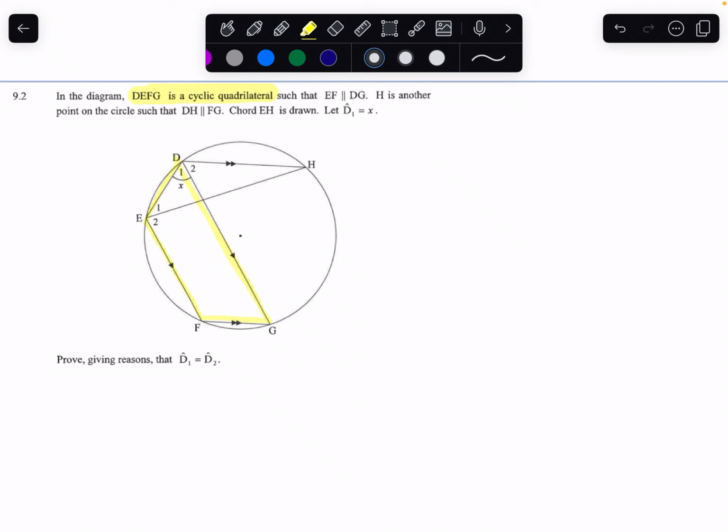Right, and we're told that EF is parallel to DG, which is indicated on the diagram. Right, H is another point on the circle such that DH is parallel to FG. Okay. Chord EH is drawn. Let D1 be X. Prove, giving reasons, that D1 is equal to D2.